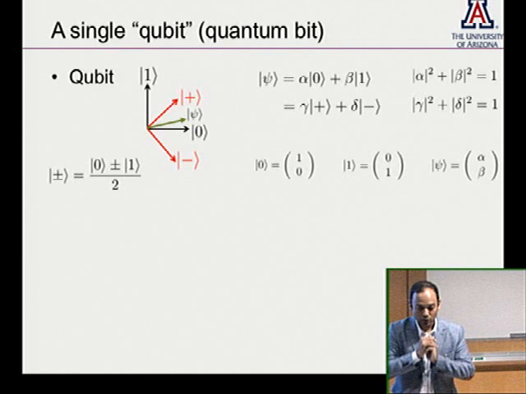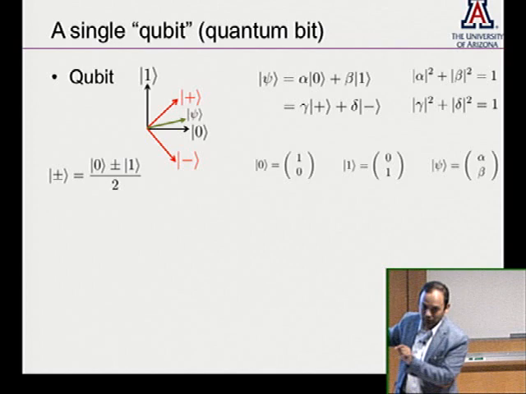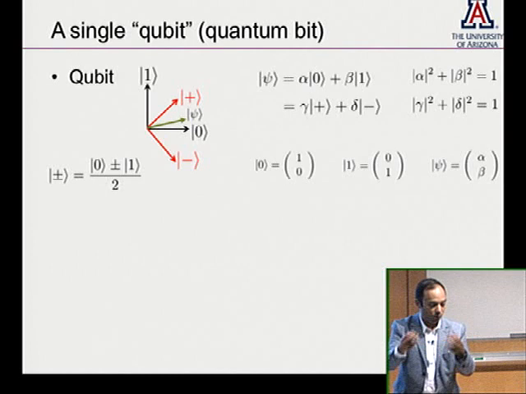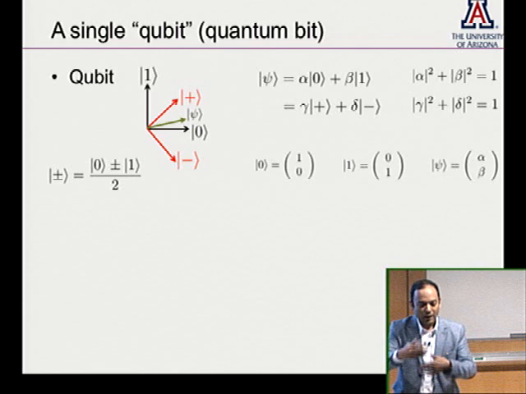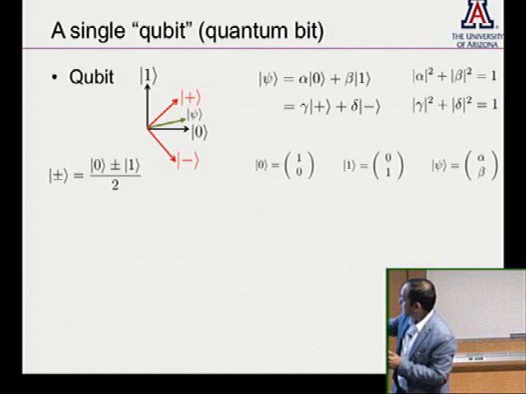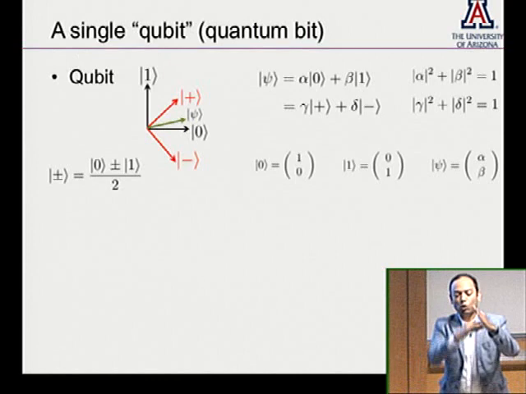And it will collapse to 0 with probability magnitude alpha squared, and it will collapse to 1 with probability magnitude beta squared. So if I had a single copy of psi, there's no way for me to know alpha and beta. I mean, if I had a million copies of the same psi, then over time I could build up statistics of these numbers, but I don't have that from a single copy. Similarly, if I make the measurement in this plus-minus basis, psi will immediately collapse to either plus or minus with probability magnitude gamma squared or magnitude delta squared, respectively.